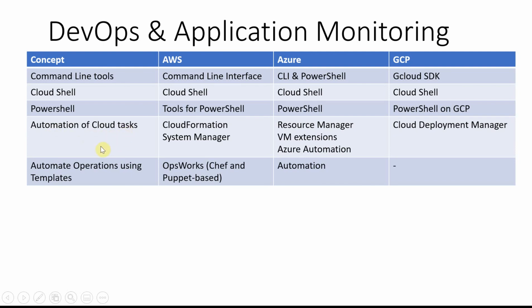So you should be able to automate all this, the code pipeline or infrastructure creation, infrastructure as code. You can use AWS CloudFormation or AWS Systems Manager for automating the cloud DevOps process. And here in Azure it is Resource Manager, VM creations, and Azure Automation.